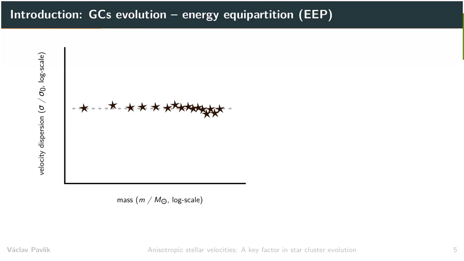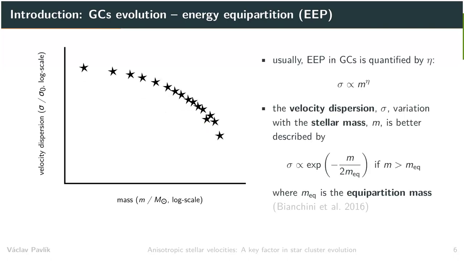But now, as the system is evolving, because of mass segregation and all these dynamical processes, high mass stars are sinking towards the cluster center. They are losing velocity. They are decreasing their velocity dispersion, while the low mass stars are increasing velocity dispersion. So by these random encounters, you would have this happen. And if you wait long enough, you should see the system evolve into a really nice ordered state, which we call energy equipartition.